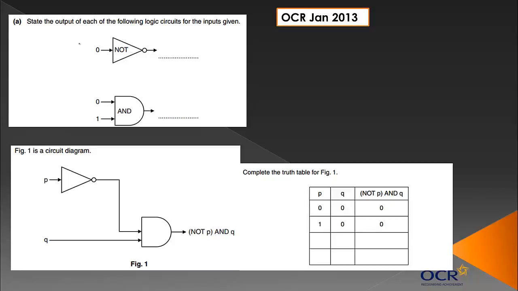So the first question we're given, and this is from the January 2013 paper, asks us to state the output of each of the following logic circuits for the inputs given. First here, it tells us it's a NOT gate. A NOT gate essentially does the inverse of our input. So the inverse is the same as the opposite. So the opposite of 0 is 1. I think that's fairly standard. The NOT gate's probably the simplest gate in my opinion. It just does the opposite of whatever it is. We can also work backwards. So if we got given 1, we could work backwards to 0.